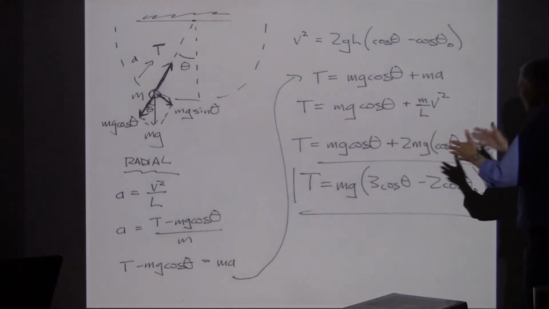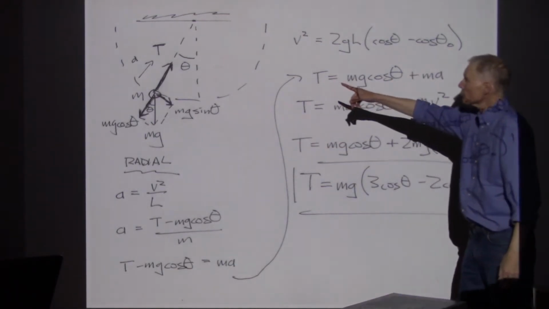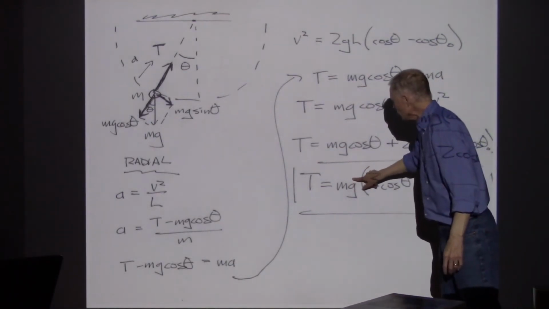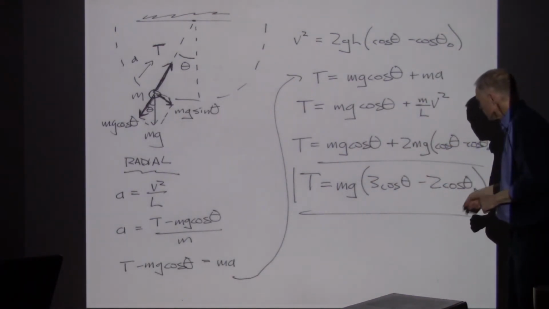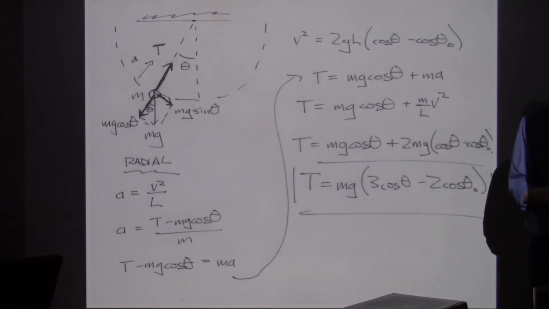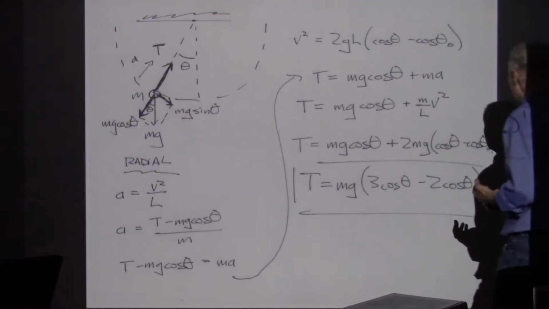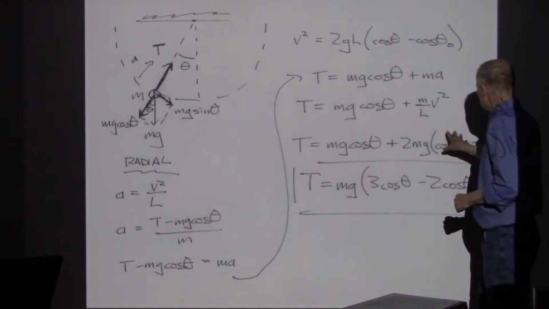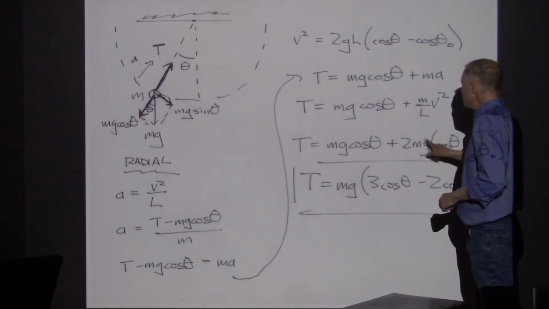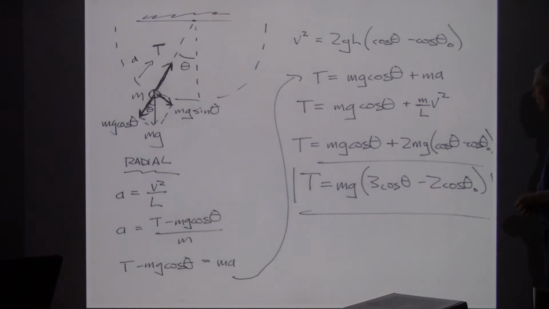And that says if we just add everything together, the tension in the string is equal to mg, gravitational force, times this expression of angles. So it's going to be 3 times the cosine of the angle that we're looking at, minus 2 times cosine theta naught. And I hope I got all that right. Let's see, there's 2 of those here, plus 1 makes 3. There's only 2 of these subtracted off. So that looks like the tension.